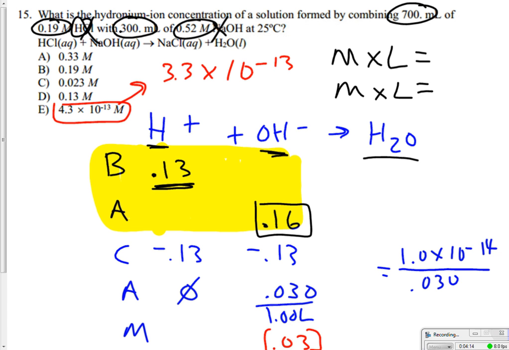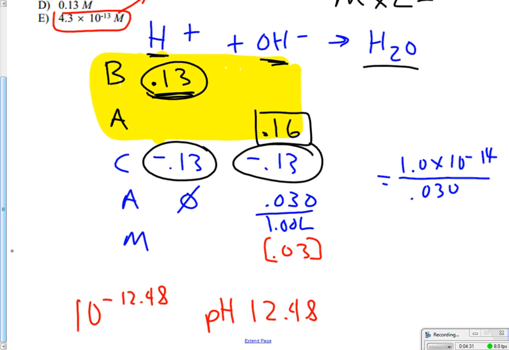I am past equivalence because I'm adding more OH than H plus. So that means my 0.13 is going to be my limiting reactant, minus 0.13, minus 0.13, and on the other side I'm getting water, so who cares? Then when I go down to the bottom, I know that 0.13 minus 0.13, the concentration of H plus is going to be 0. If I take 0.16 minus 0.13, I end up with 0.030 moles of OH left, because that's my excess in my titration. So all I'm going to do at that point is take 0.030, that's how many moles.